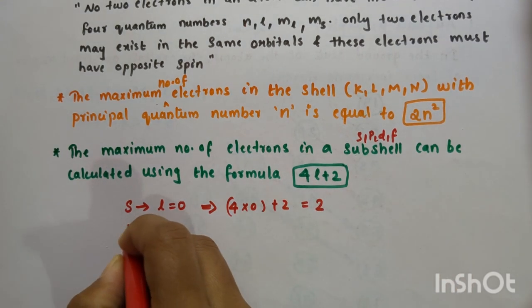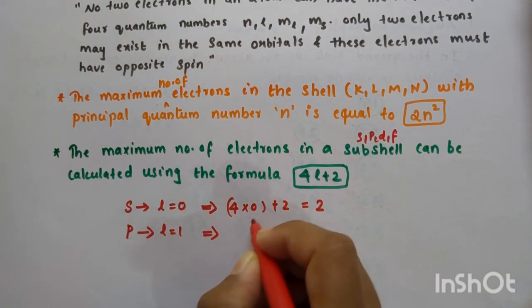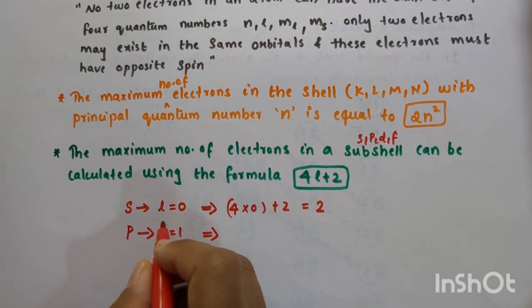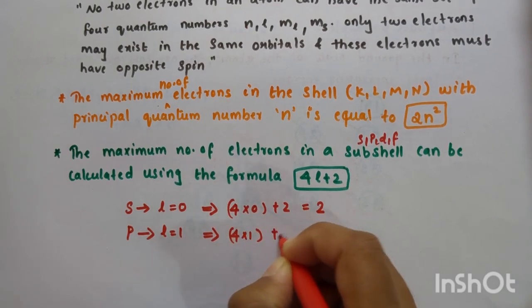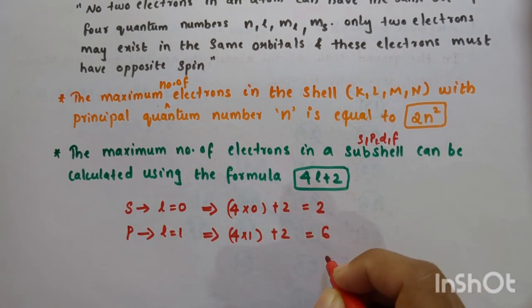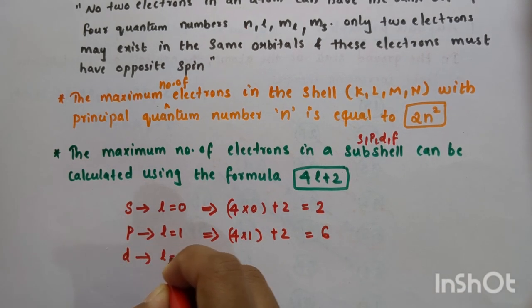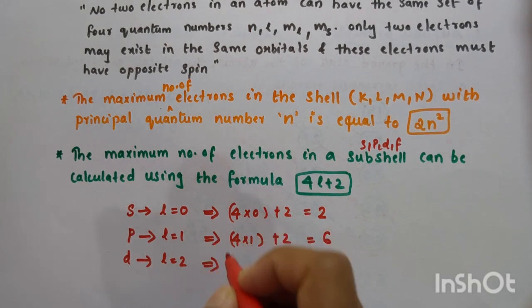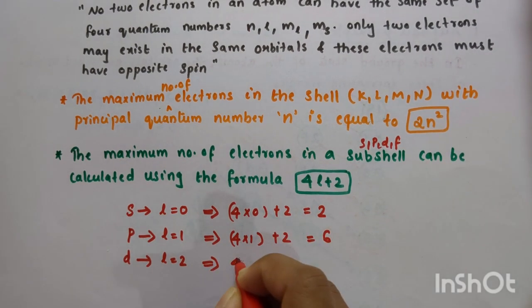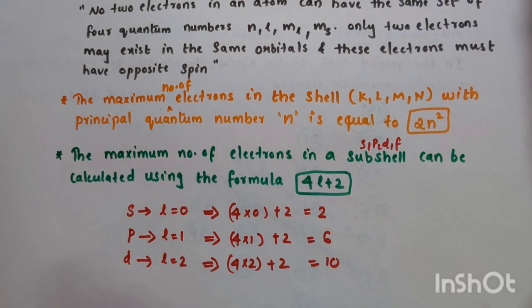So, maximum 2 electrons can be accommodated in the s subshell. Then next we have the p subshell, l is equal to 1. The maximum number of electrons in the p subshell will be equal to 4 into 1 plus 2, which is 4 plus 2, 6. Similarly, if you consider the d subshell, the l value is 2. So, the maximum number of electrons that can be accommodated in the d subshell will be equal to 4 into 2 plus 2, which is 8 plus 2, 10.